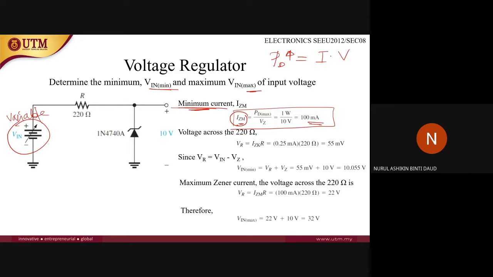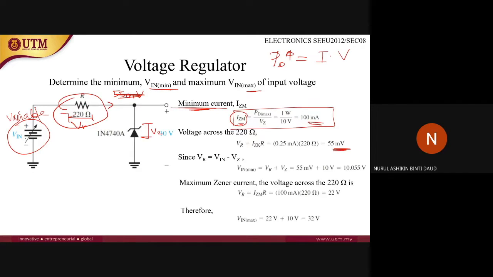Okay, so the voltage across the 220 resistor is 55 millivolts. The voltage of VR is equal to 55 millivolts. Since VR is equal to V in minus VZ, VZ is at the impedance, at the Zener diode.